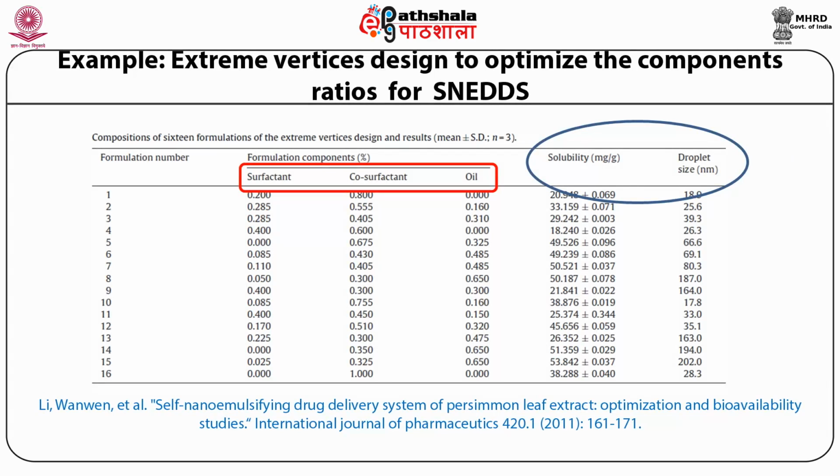In another example, the extreme vertices design is used to optimize the component ratio of SNEDDS, that is self nano emulsifying drug delivery system, where the surfactant, co-surfactant and oil components are optimized for the preparation of microemulsion. The requirements are in the form of dependent variables, that is solubility and droplet size. The aim is to obtain a microemulsion which gives the highest solubility with the smallest droplet size.